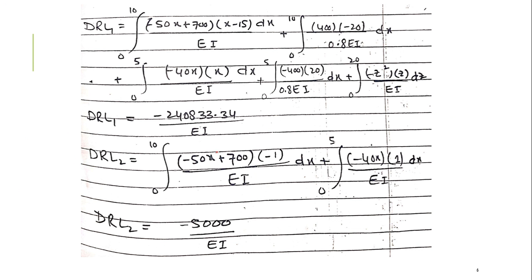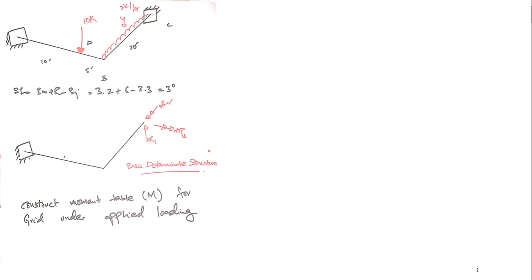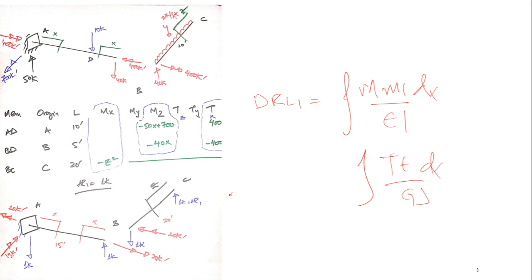As the moment table has been constructed, my next job is to calculate DRL1. For DRL1, you should know that DRL1 is equal to the integral of M into M1 dx divided by EI. And if torsions come, T into T dx divided by GJ, and you should know GJ is equal to 0.8 EI.